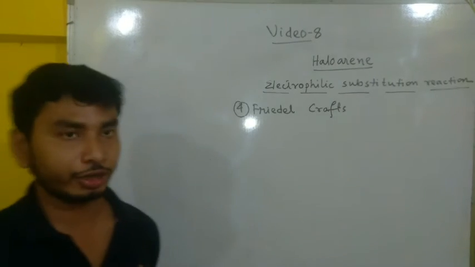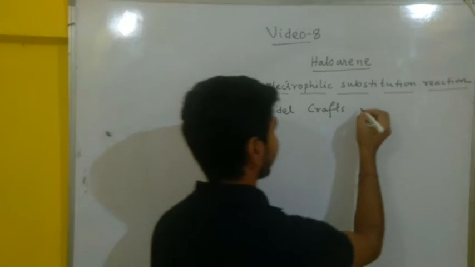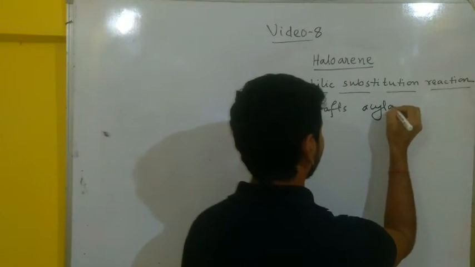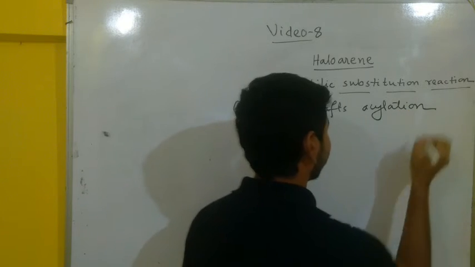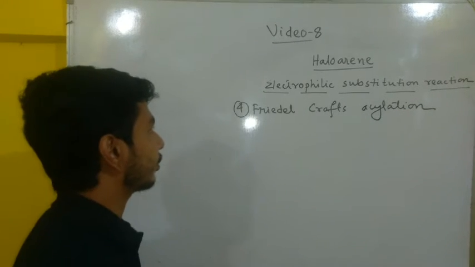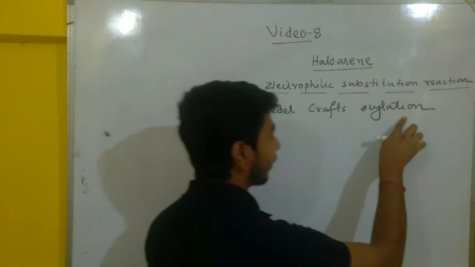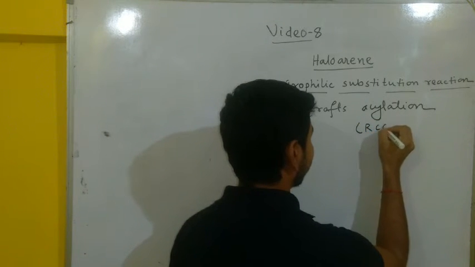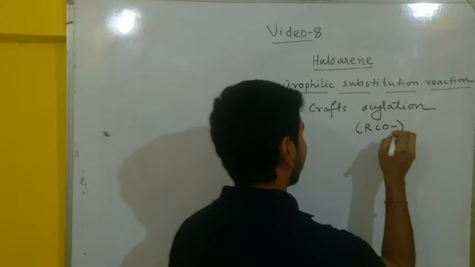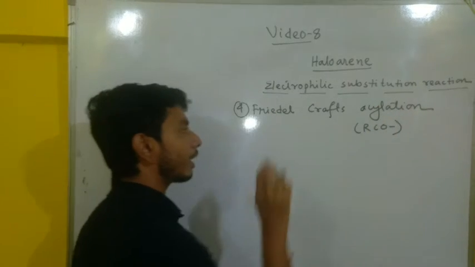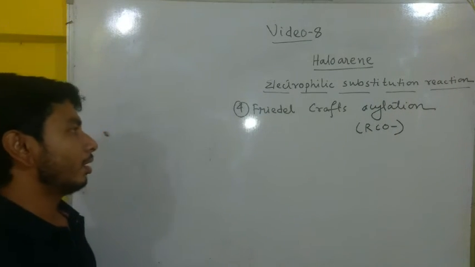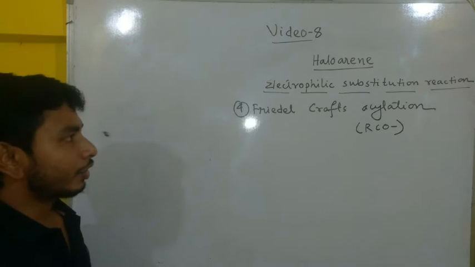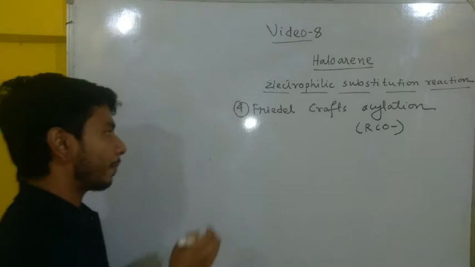Friedel-Crafts acylation. The acylation means addition of an acyl group. The acyl group is called RCO. This group is called the acyl group. So acylation is the addition of an acyl group at the ortho and para position.